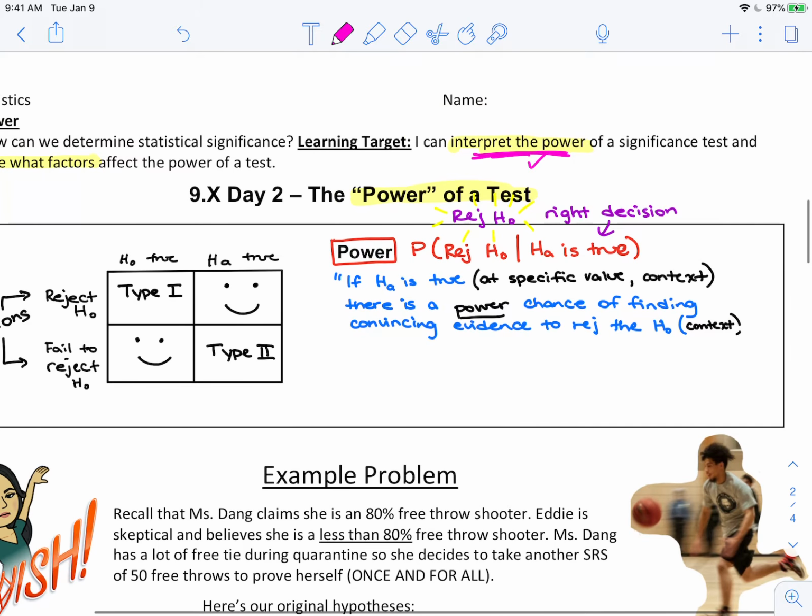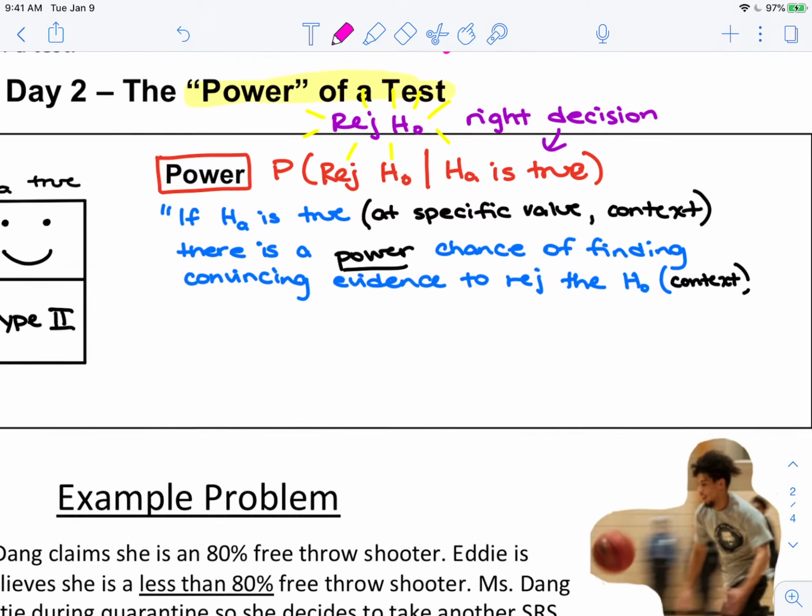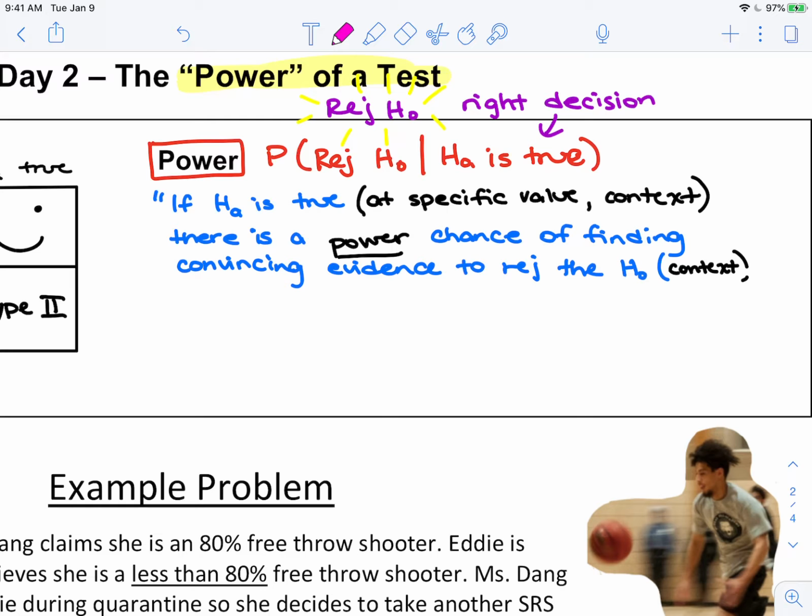And now let's talk about what factors can affect the power of a test. Remember, we love power, we want more power. So how to increase power. Step 1, work out more. Just kidding. Step 1, increase your sample size. I say this all the time. It's always better to have a bigger sample size. Your variability is going to decrease. You're going to get closer to the truth.